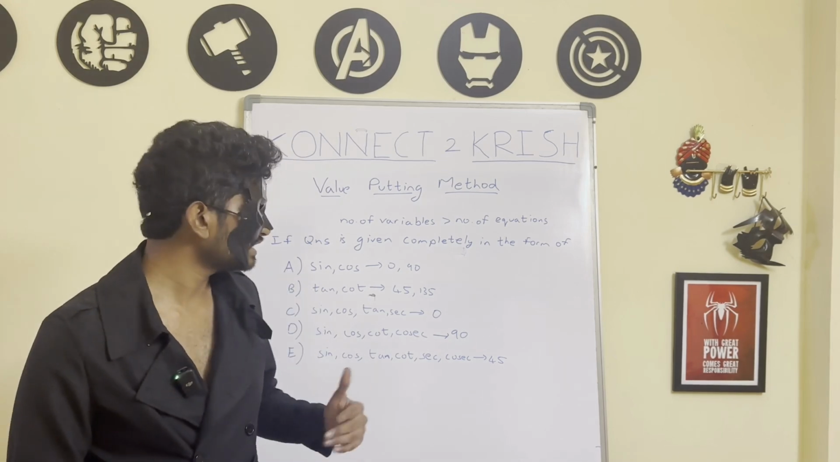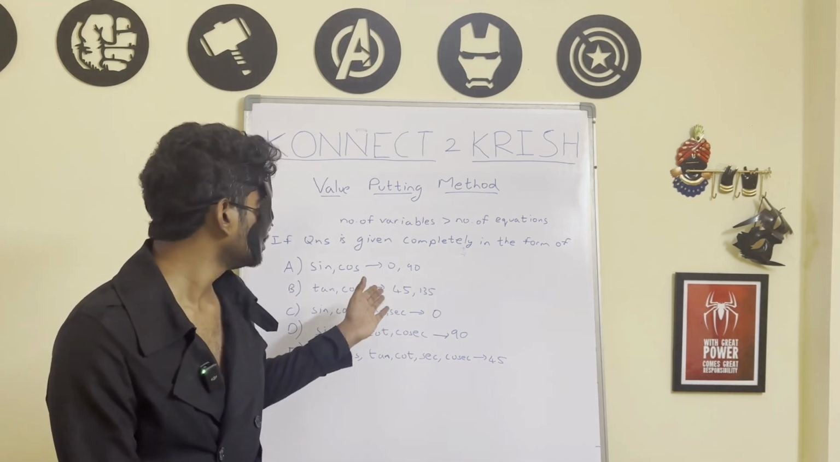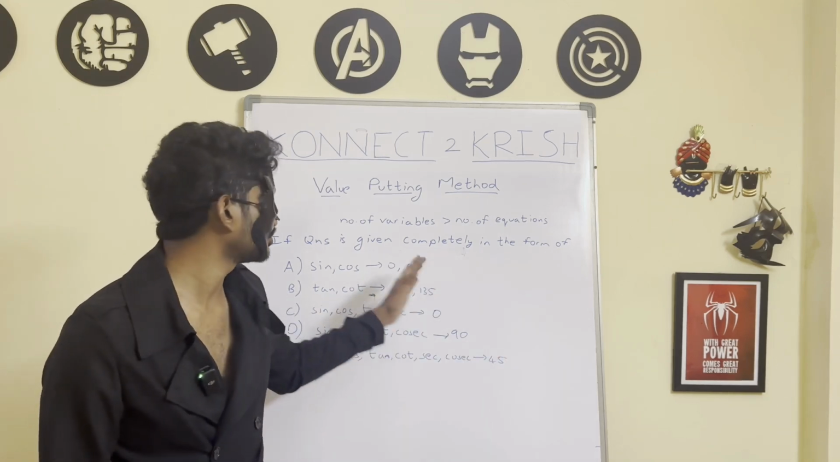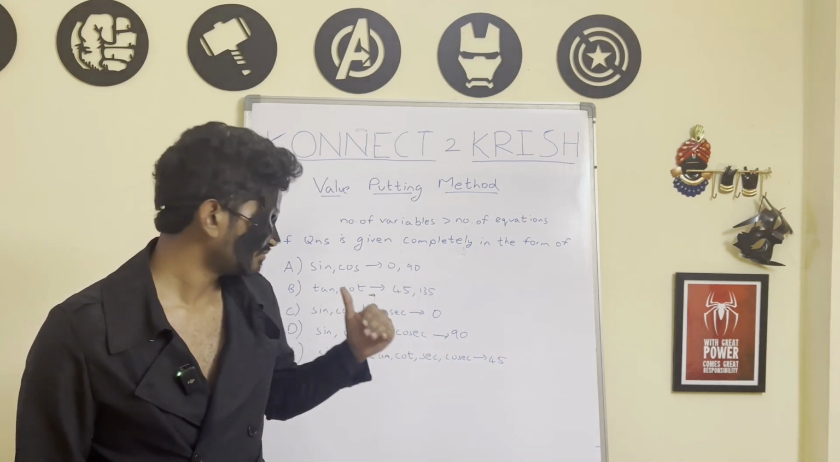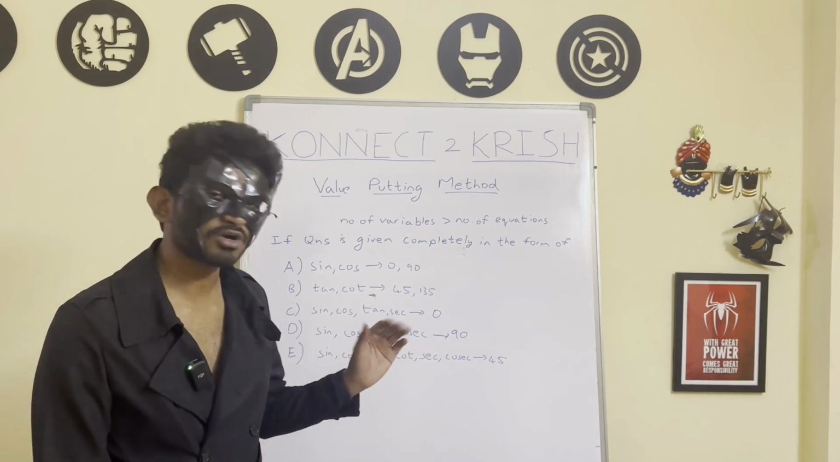If they are same, then change the angle. Maybe you can put 30 degrees or 60 degrees instead of these angles, so that the answer in the options will be unique.